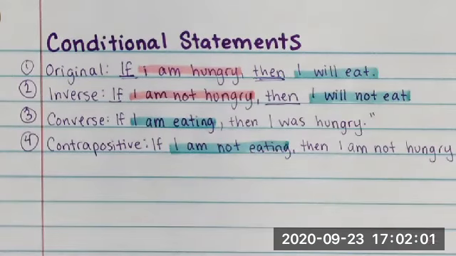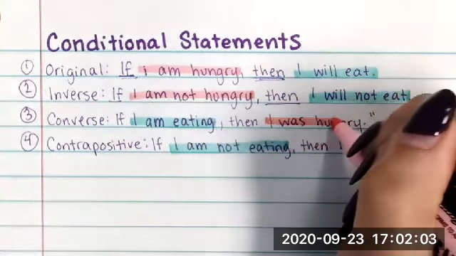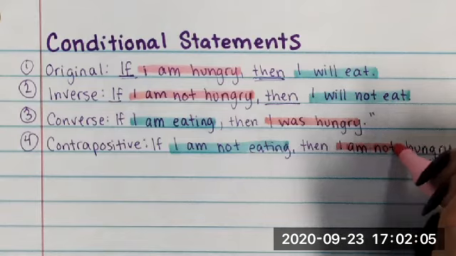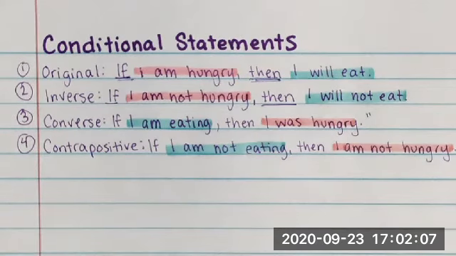So I'm just highlighting that hypothesis and conclusion so that we can see in the first two, it went pink, then blue. And then when I got to the converse, it went blue, then pink. So I switched it. And same with the contrapositive, it went blue, then pink. So I switched it. So this is kind of what I was expecting for you guys to do in your answer.